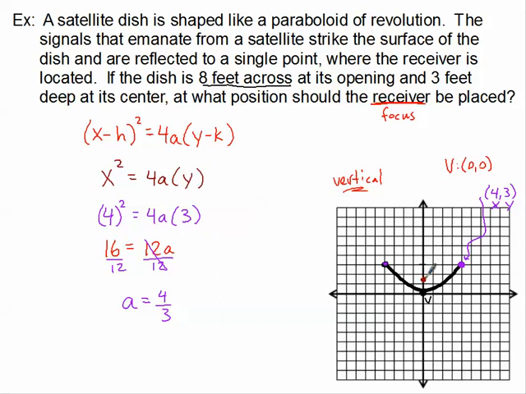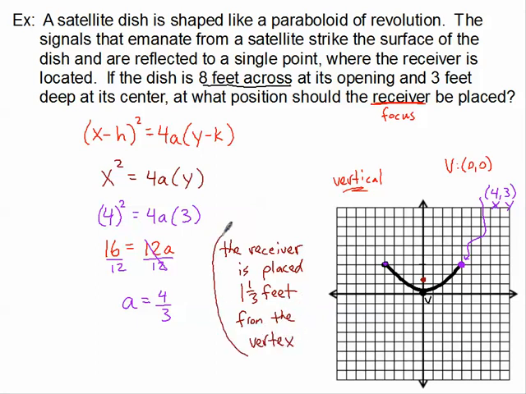Word problems, of course, are answered in words, so I will say that the receiver is placed 1 1/3. We are talking about feet. Yes, feet from the vertex. Word problems are answered in words, and there we go. So 1 1/3, you could say 1.3 repeating. You could just say 4/3 feet away from the vertex. That's where the receiver is.